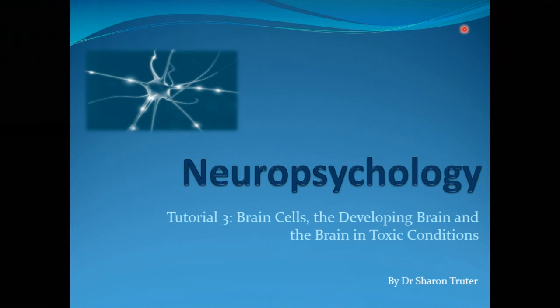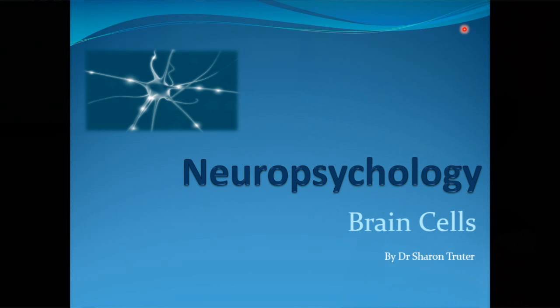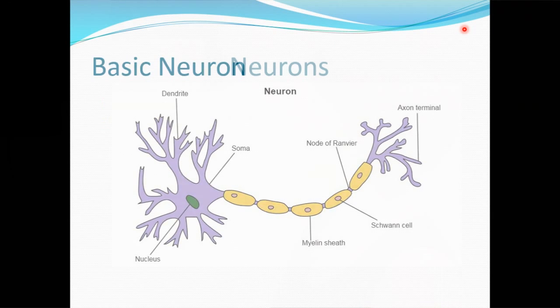All right, so today we're going to be dealing with three main topics: the brain cells themselves, the developing brain in infants and children, and then the brain in toxic conditions. Okay, so let's start with brain cells. There are basically two types of brain cells, neurons and glial cells. We tend to forget about the glial cells, but they're actually very important too. We tend to focus more on the neurons, so let's look at the neurons.